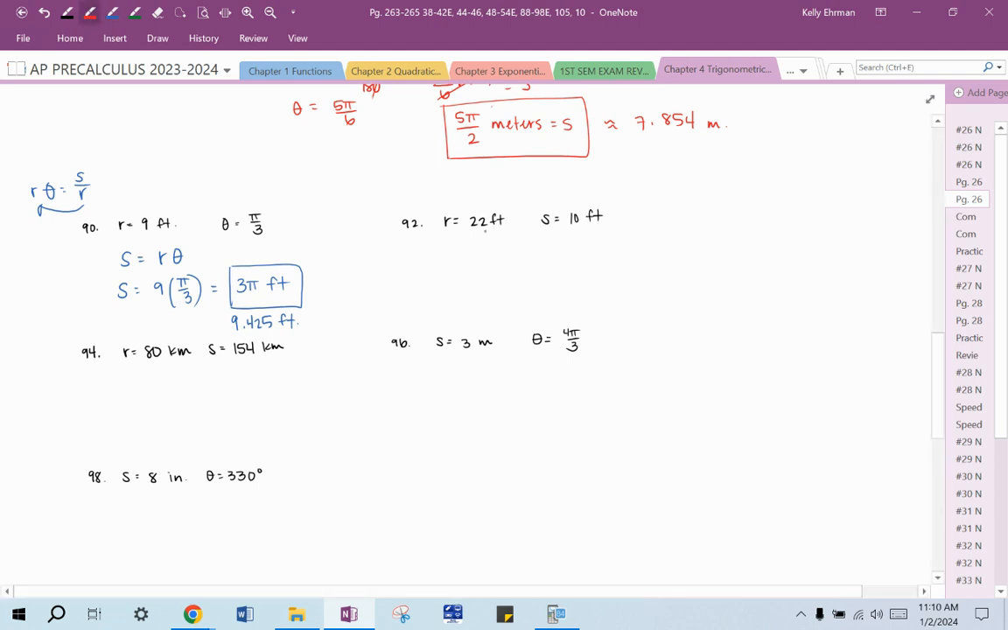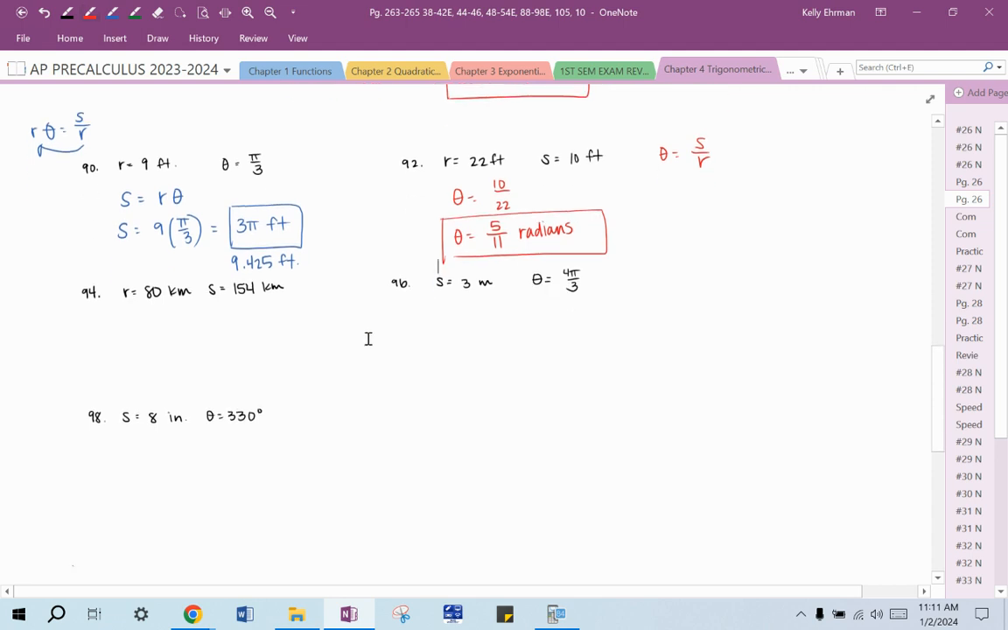Now this time we have R and we have S, and we're asked to find theta. So theta is equal to S divided by R. So theta is equal to 10 feet divided by 22 feet. If they were in different measurements, we would need to convert first. So 10 over 22, or I would reduce that to 5 over 11. And you don't have to label it, but theta is automatically measured in radians. We don't put a pi on there. Pi is not the label. It's just 5 divided by 11. So if you want to label it, you write out the word radians.